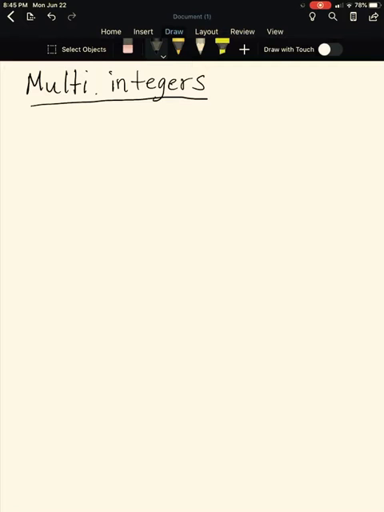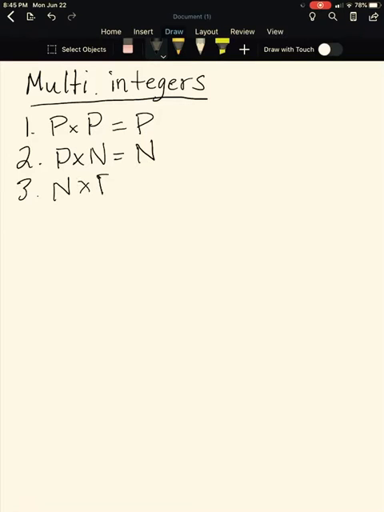The first rule: a positive times a positive is always going to equal a positive. Second rule: a positive times a negative is always going to be a negative. Third one: a negative times a positive. We just switch that one. It's always going to be a negative.